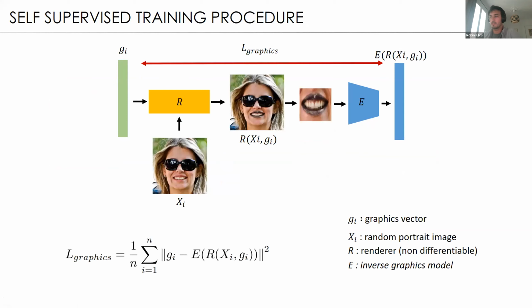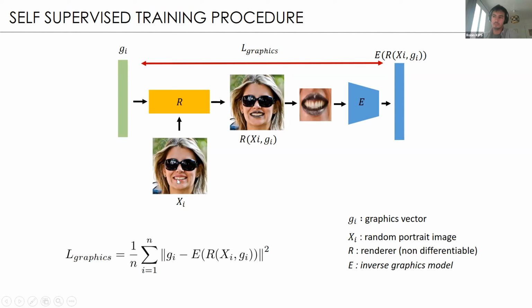So how do we train this encoder? It's fairly simple. We propose to do that using a self-supervised training procedure. So we sample a random graphics vector, so random color, random shine level. We feed that to the renderer together with a random portrait image.